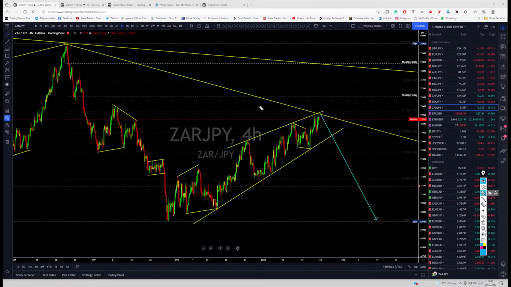So what is the worst case scenario on the rand against the yen? 88. So a retracement, which I'm not anticipating to go that far. So max is going to be the 70% retracement. But the trade is clearly over there. So you're watching all these tops and watching a sharp sell-off for the downside.